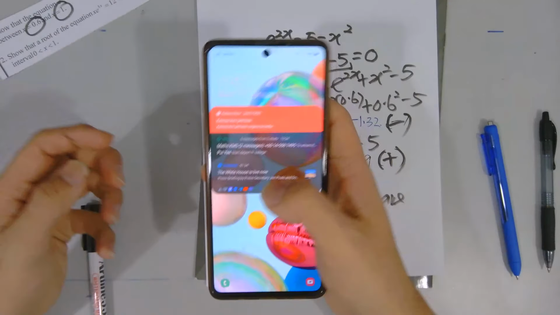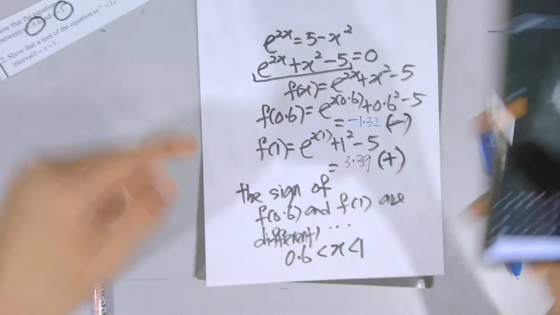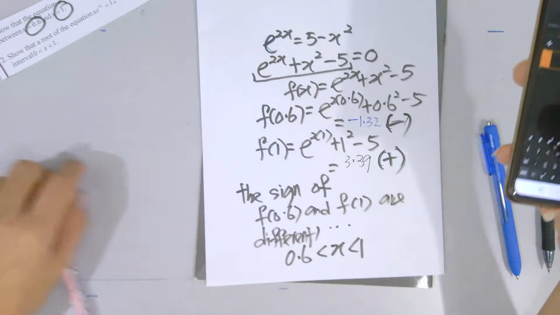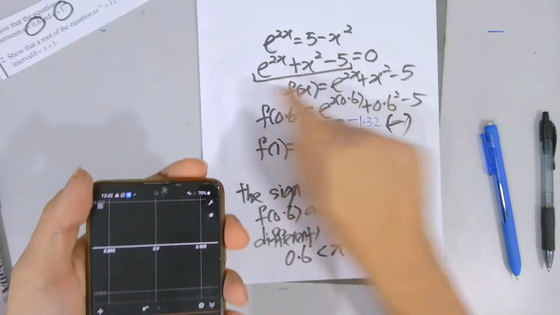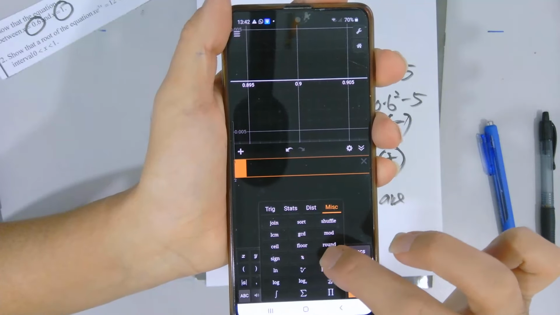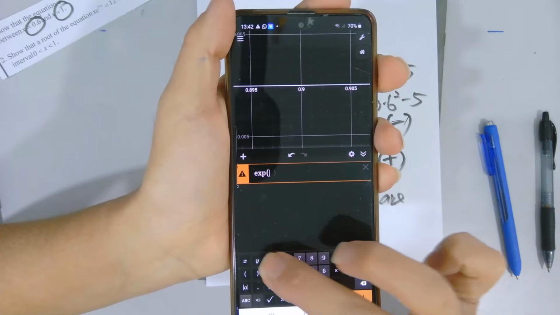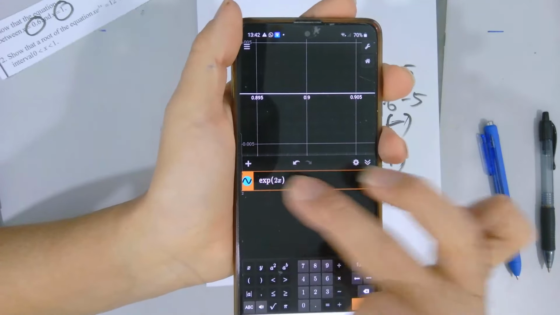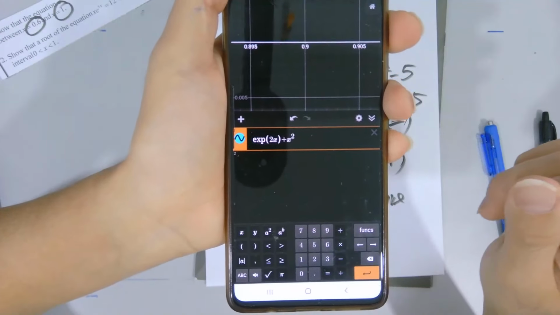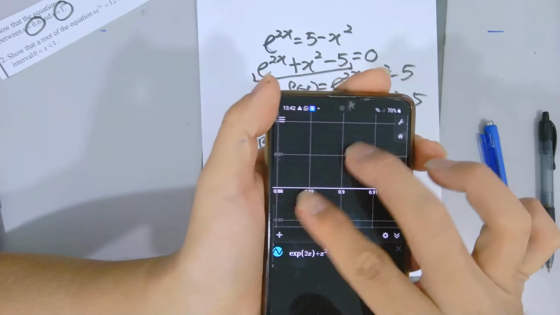So, okay, how exactly I want to show you is that you can actually just do this. This definitely is true. But if you want to confirm that it is true, you can just key in this equation. We don't force people to accept something, right? We have to prove it. Put a bracket, so e to the power of 2x, plus x squared, and minus 5. Alright, done. So we see where the graph is.